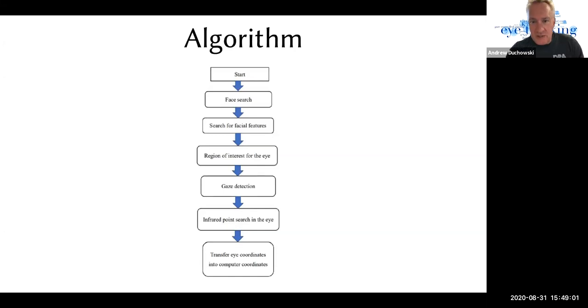Which is here. So first we find the face, which is the Viola-Jones traditional kind of detection. Facial features, find the eye. Where's the eye? Then use the neural network to figure out the gaze detection, so train that. And then use the infrared light to compensate for head movements. And then finally, you'll see there's dual coordinate systems to feed the eye coordinates into the computer coordinates.